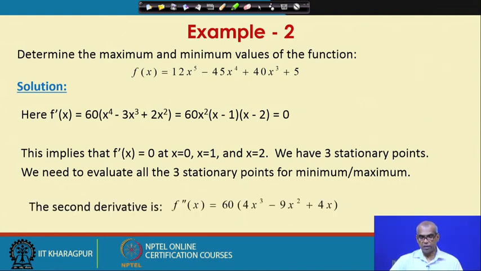So, the second derivative d square f dx square can be taken easily and it becomes 60 into 4 x cube minus 9 x square plus 4 x. Now, let us find out the value of the second order derivative at x equal to 0, x equal to 1 and x equal to 2 and check the second derivative is greater than 0 or less than 0.